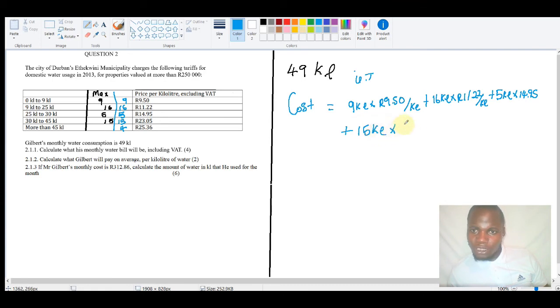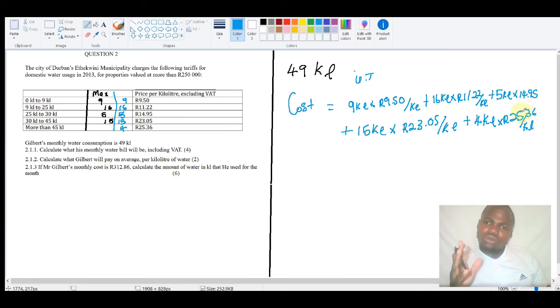The tariff is what? It is 23 rand 0.05 per kiloliter, plus lastly, you used 4 kiloliters that will be charged according to the last tariff. Then 4 kiloliters times the tariff there. The tariff is 25 rand 36 per kiloliter. So please make sure you get used to writing.